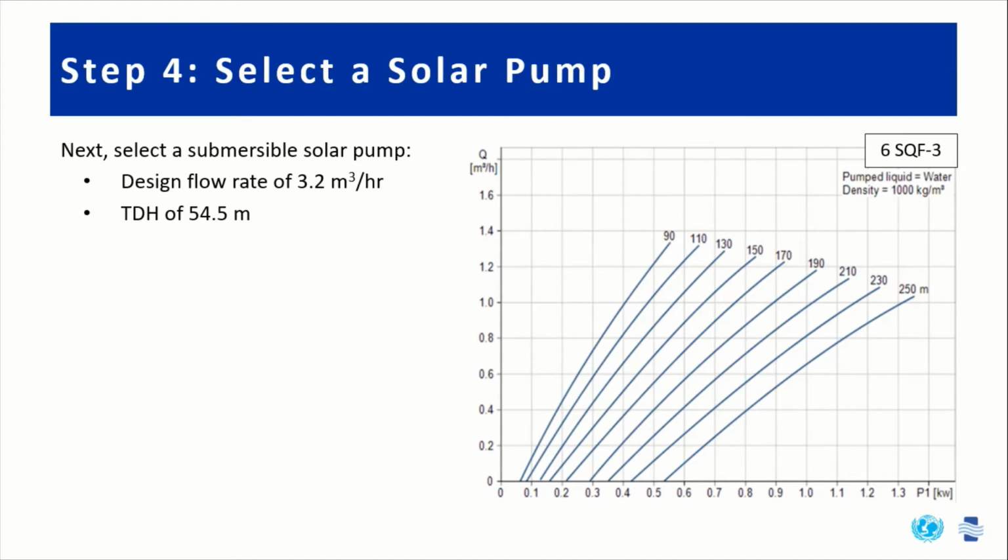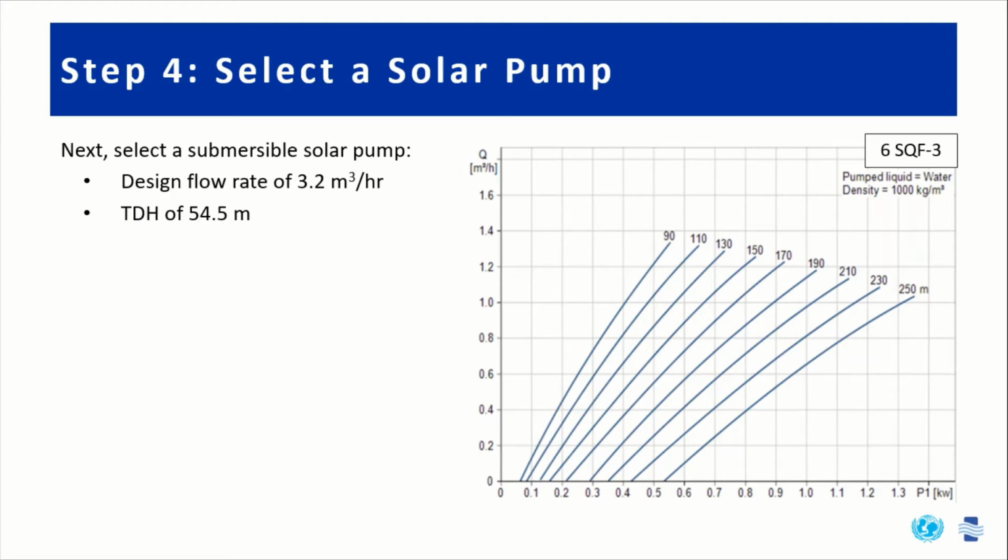Looking here at our first SQ Flex pump curve, we see the 6 SQF-3. Now, this pump curve is a little unique because it's a solar pump curve. So on the y-axis, we have flow in meters cubed per hour, and on the x-axis, we have power in kilowatts. The blue lines shown on the pump curve and labeled 90, 110, 130, and so on are the TDH values.